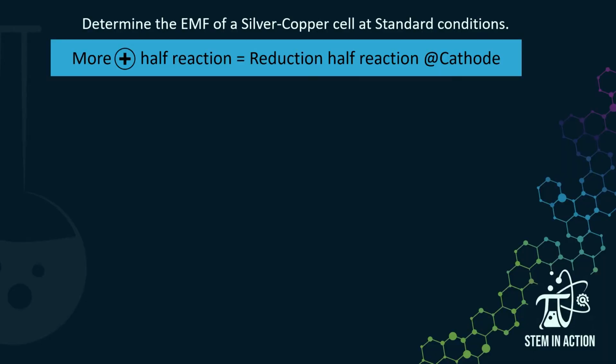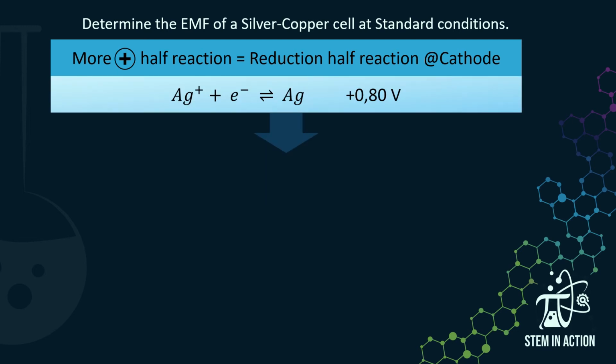So step 1. Of these two half reactions, the more positive E naught value is your reduction half reaction. So I've got positive 0.34 volts and positive 0.80 volts. The more positive one is this reaction here. So our reduction half reaction is silver plus 1 gaining an electron to form silver metal. And we always write the E naught value over there.